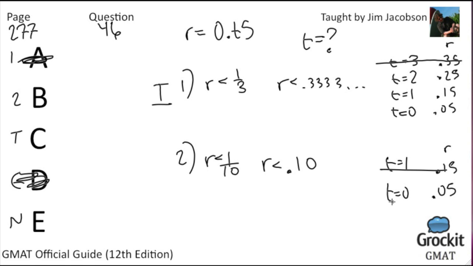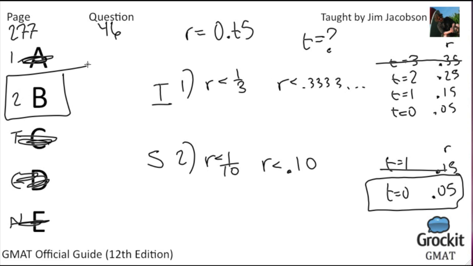That does satisfy the conditions, and there are no digits for t lower than 0 because, you know, it has to be a positive integer. Therefore, we have a single value for t, and statement 2 on its own is sufficient, allowing us to get rid of C and E and identify B as the correct answer.